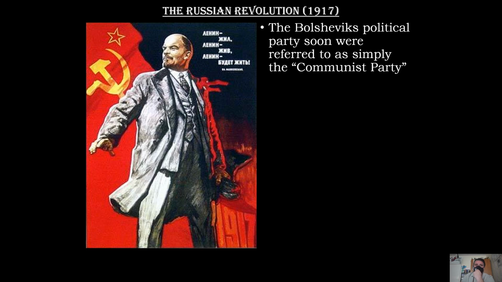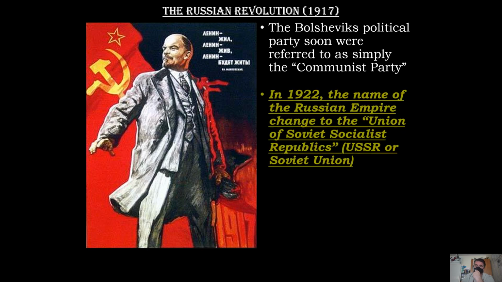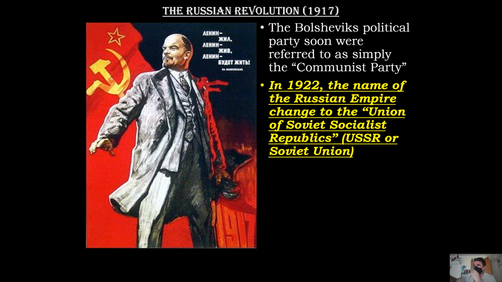The Bolsheviks' political party soon were referred to as simply the Communist Party. In 1922, this is a little bit after the war, because again, there's years of civil war that have to be fought. The name of the Russian Empire changes to the Union of Soviet Socialist Republics, aka the USSR, or the Soviet Union for short. You look at the flag, and I think I mentioned this before. This becomes kind of a symbol for communism, but it is the flag of the Soviet Union. You've got the hammer, you've got the sickle. Because again, it's all about the workers overthrowing the capitalists, the business owners, and establishing something new, something more equal, at least ideally.